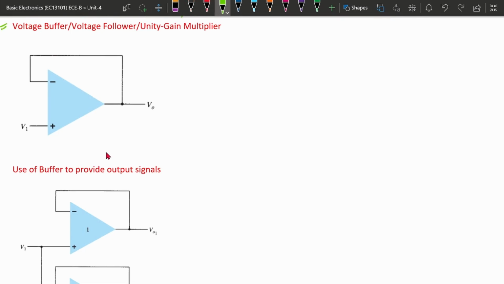The similar case of multiplier is a voltage buffer. Here it is called voltage buffer, or voltage follower, or unity gain multiplier. We have seen the multiplier above, which has a fixed gain. If the multiplier has unity gain, it is called a voltage buffer, unity gain multiplier, or voltage follower. This is implemented by making sure the gain is equal to 1, then the circuit will become unity gain.